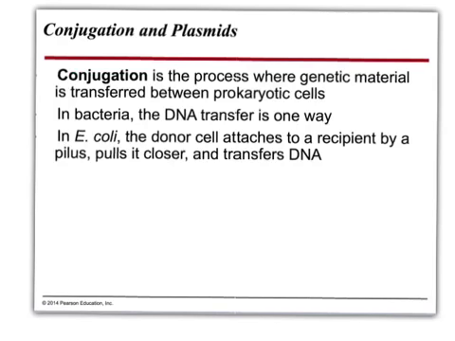Conjugation and plasmids. Conjugation is the process where genetic material is transferred between prokaryotic cells. So transformation is picking up DNA from the environment. Transduction is a transfer of DNA via a virus, via a phage. Okay? And conjugation is one to another, one prokaryotic cell directly to another prokaryotic cell. All right?